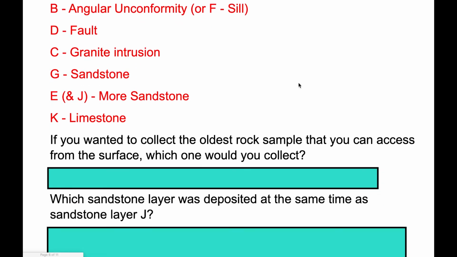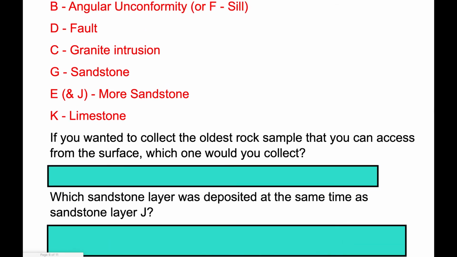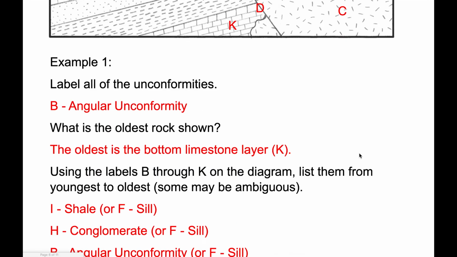Last question. If you wanted to collect the oldest rock sample that you can access from the surface, which one would you collect? Take a look at the picture. Here's the surface. You can walk all the way down this surface. So the oldest sample that you can actually collect from the surface would be this igneous intrusion, which is labeled as C.